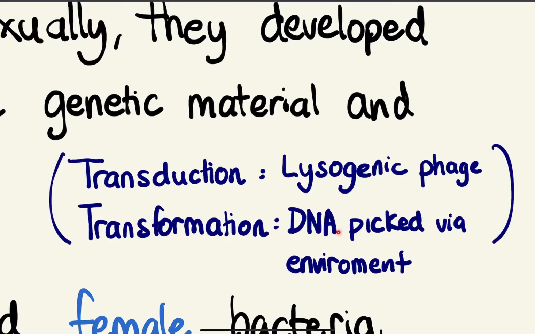And then you have transformation. Transformation is when DNA is picked up from the environment. This can be used in labs as well. The essential point is that if you have pure DNA, it can be internalized by the bacteria, and it can use that genetic information to code for new things. This is another increase of genetic diversity.